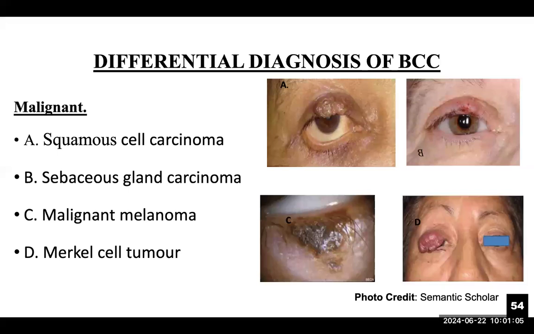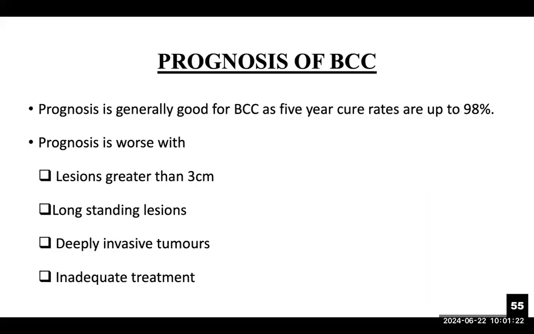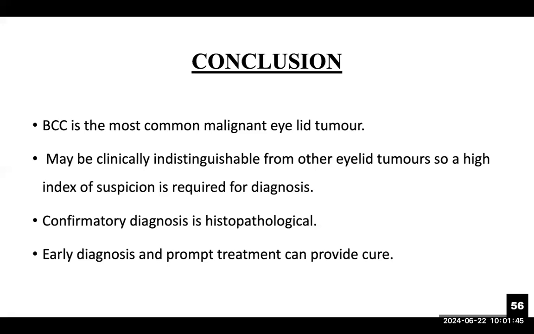So a Merkel cell tumor can also be a differential of basal cell carcinoma, and it usually occurs on the upper eyelid and can be differentiated from a basal cell carcinoma after histology. Okay, so the prognosis is generally good for basal cell carcinomas as 5-year cure rates are up to 90%. Prognosis is worse with lesions greater than 3 centimeters, for long-standing lesions, for deeply invasive tumors, and inadequate treatment also gives a poor prognosis.